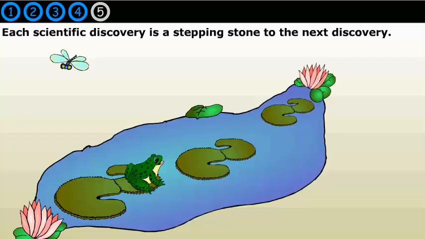The process we just saw in the discovery of the role and structure of DNA is typical of biological discovery. Biologists use information collected previously to answer new questions and solve new problems. Each discovery is a stepping stone to the next discovery.